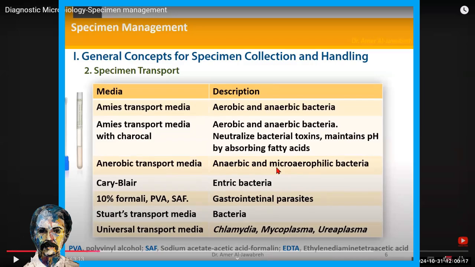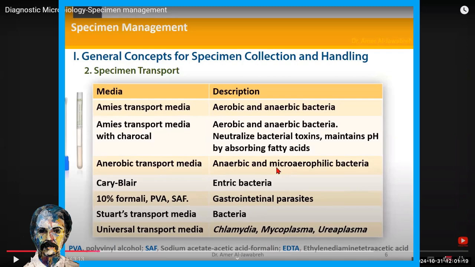Anaerobic transport medium, for anaerobic and microaerophilic bacteria. If you suspect that you are dealing with anaerobic bacteria like Clostridium perfringens, then you have to have transport media that keeps the bacteria isolated in an anaerobic medium, a medium without oxygen. Otherwise, you will not get positive results. Cary-Blair, that's another medium, for enteric bacteria, the bacteria in the intestine, Enterobacterales.